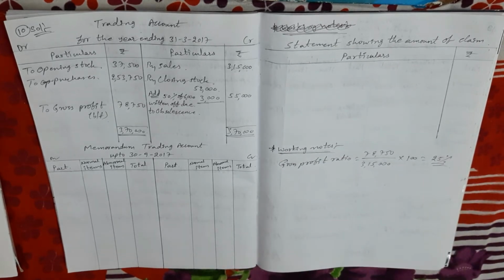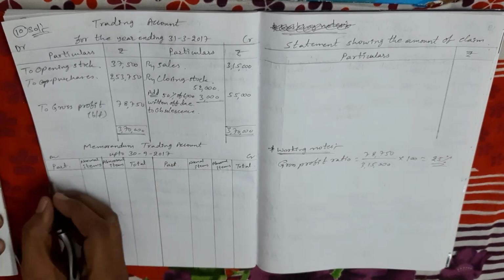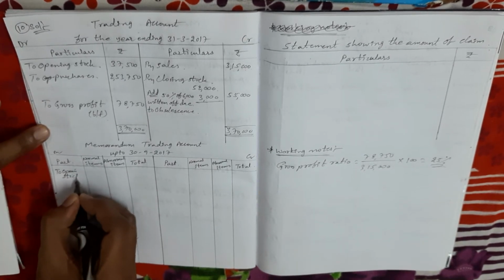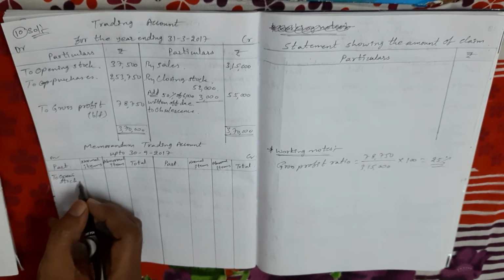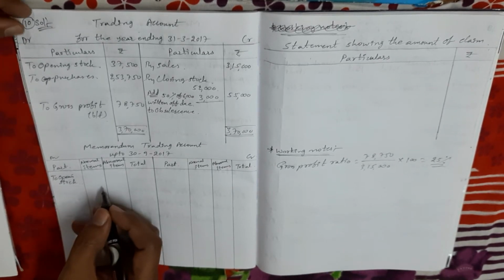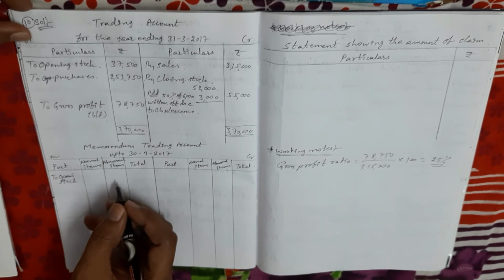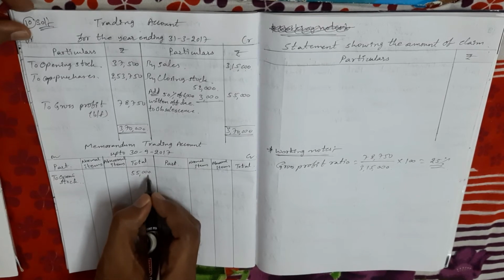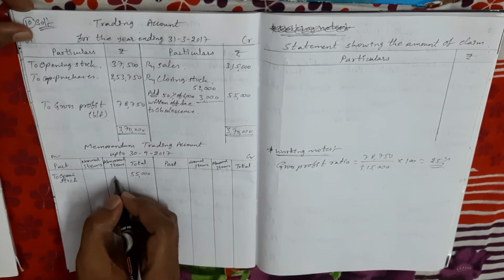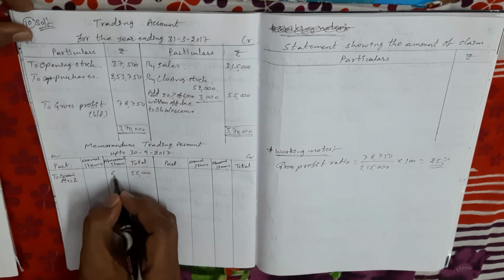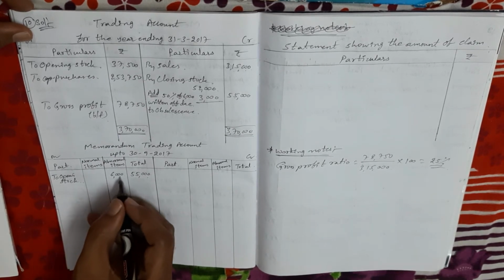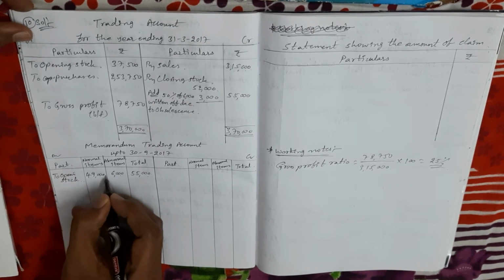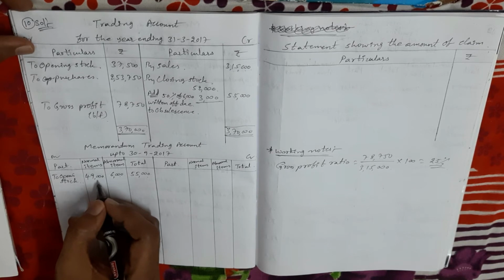Next, memorandum trading account. The first item is opening stock. In opening stock, the total opening stock, how much is given? Yes, 55,000. Last year's amount only we take now. In the total column, 55,000. But in 55,000, what is the abnormal items value? The abnormal items value is 6,000 rupees. Abnormal items value is 6,000, so what is the normal items value? The balance 49,000. Only 49,000 is normal items.